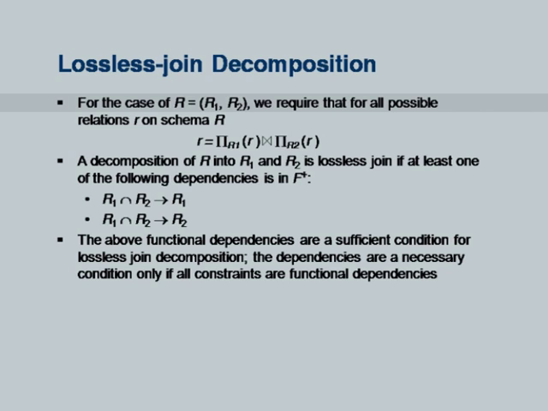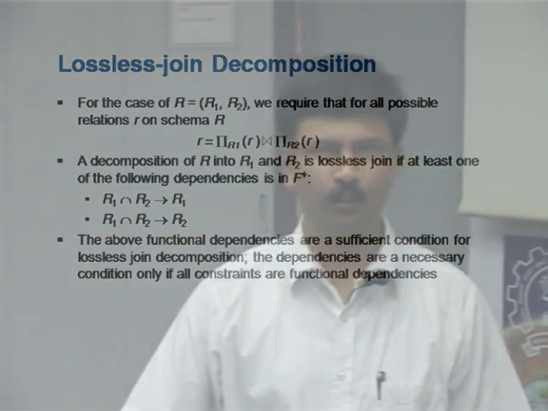It means that for all possible relations r on schema R, satisfying whatever constraints we have imposed, if you project the relation r on the attributes R1, similarly project it on the attributes R2, and then do a natural join, you will get back r. So, obviously, if your decomposition has no attributes in common, what is the natural join where the two parts don't have any common attributes? It is in fact a cross product, a Cartesian product.